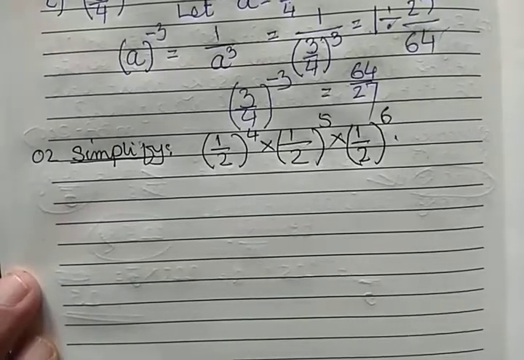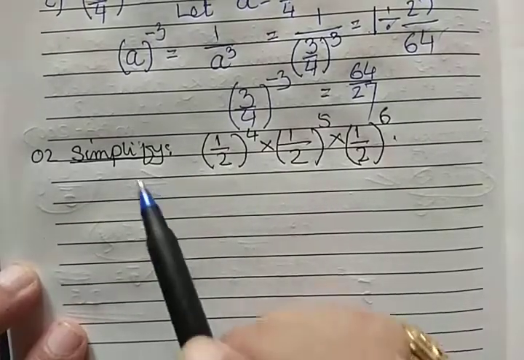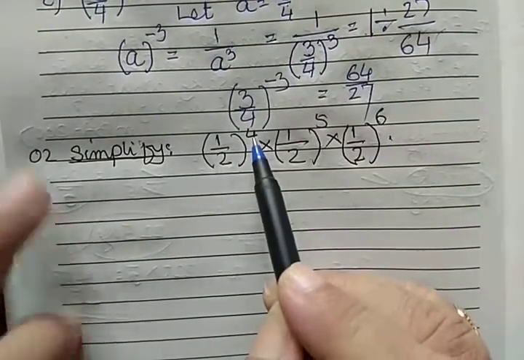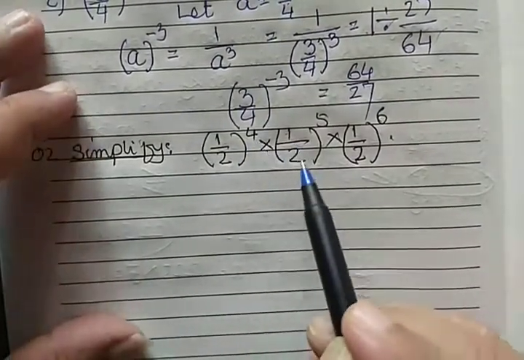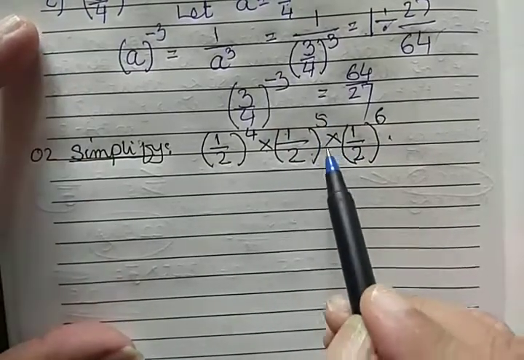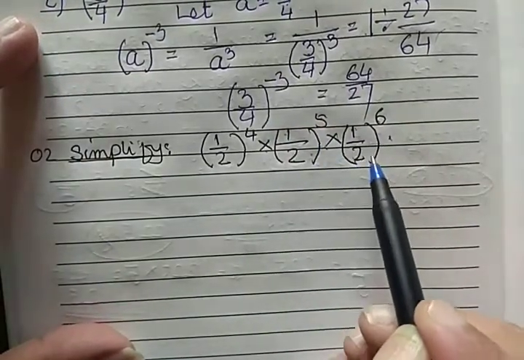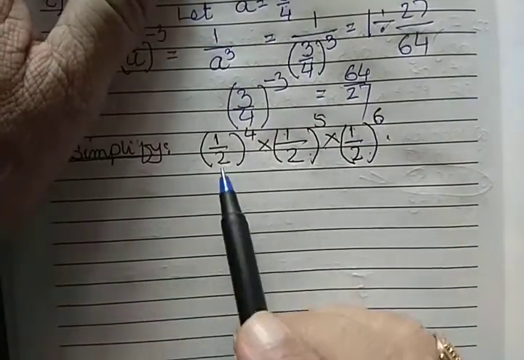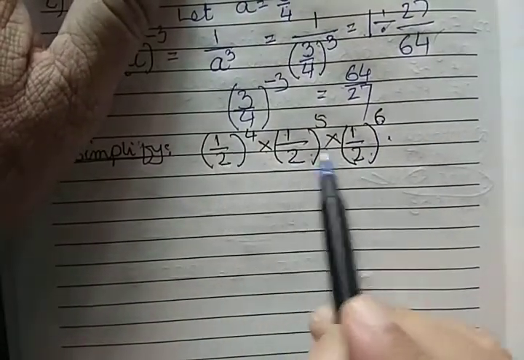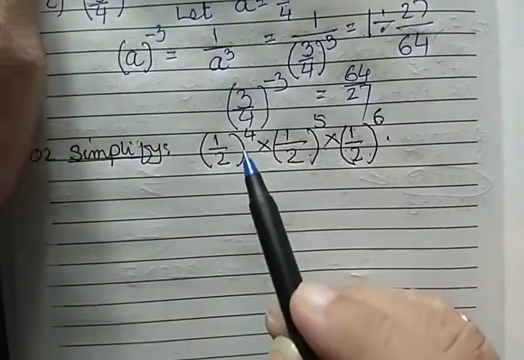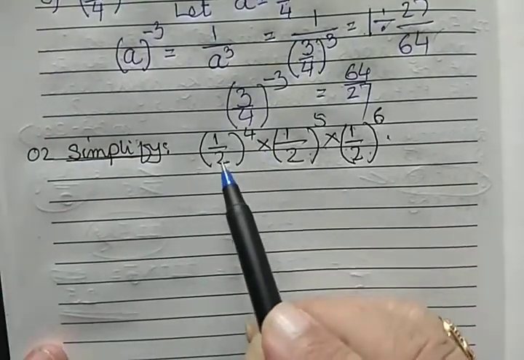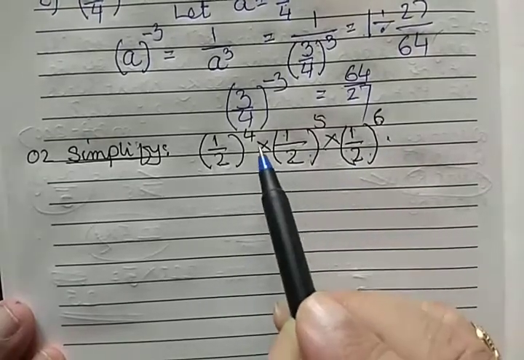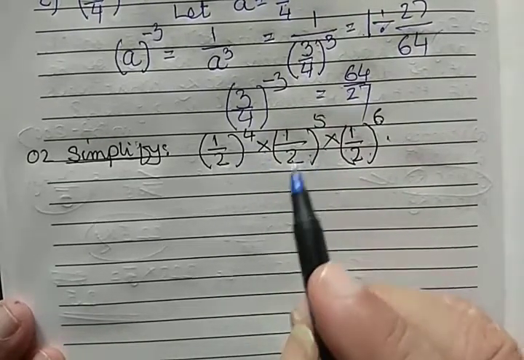So now let us do the second one. 1 by 2 to the power of 4 into 1 by 2 to the power of 5 is equal to 1 by 2 to the power of 6. Listen, here your base is same. 1 by 2, 1 by 2, 1 by 2. Base is same.